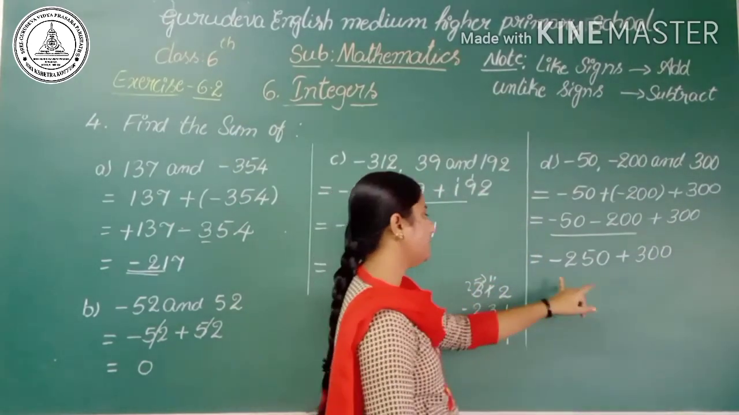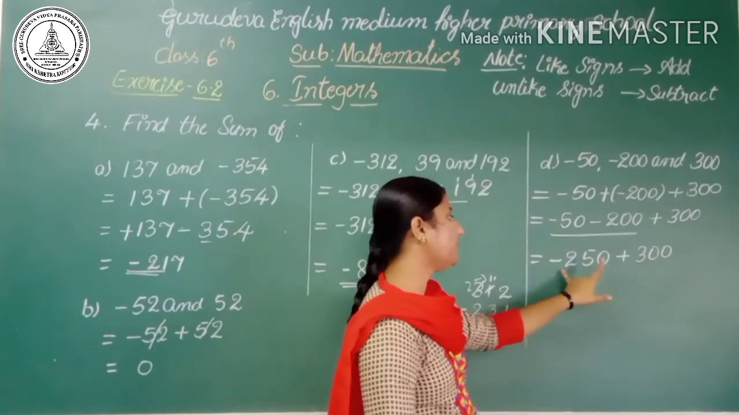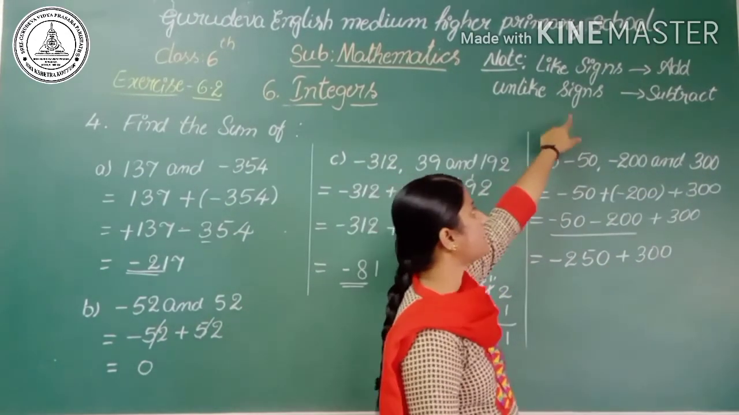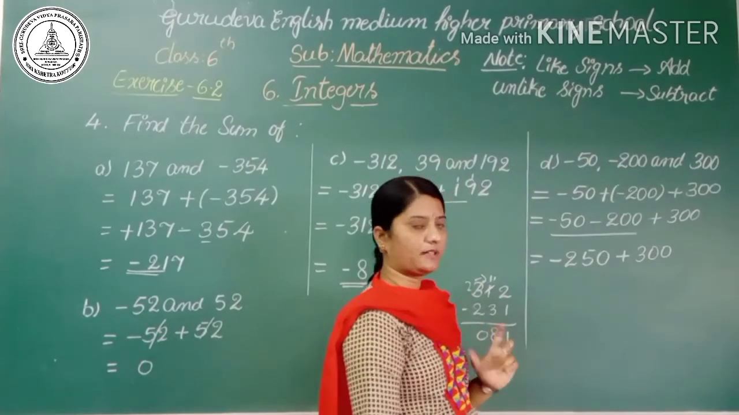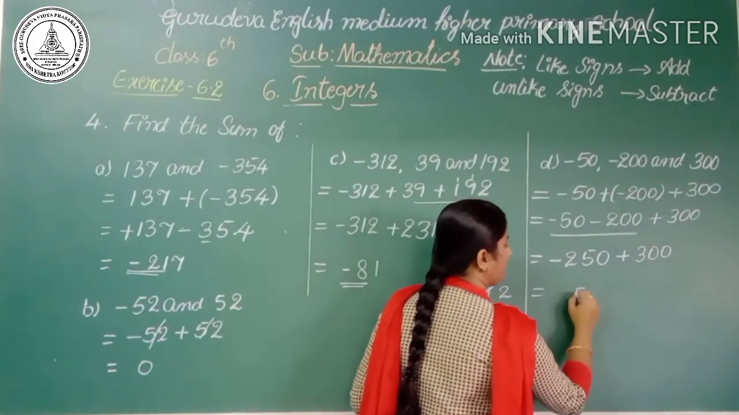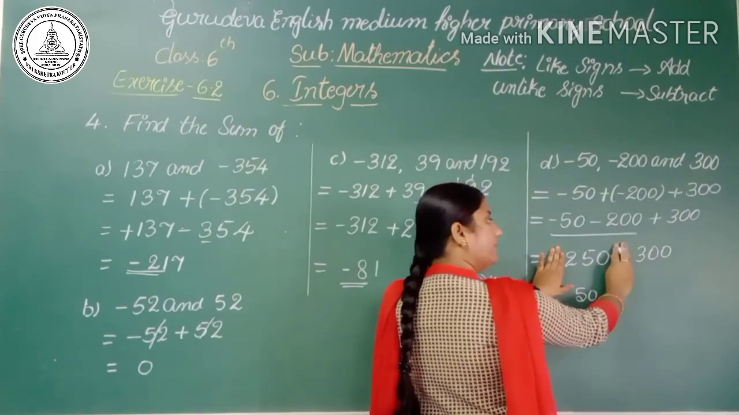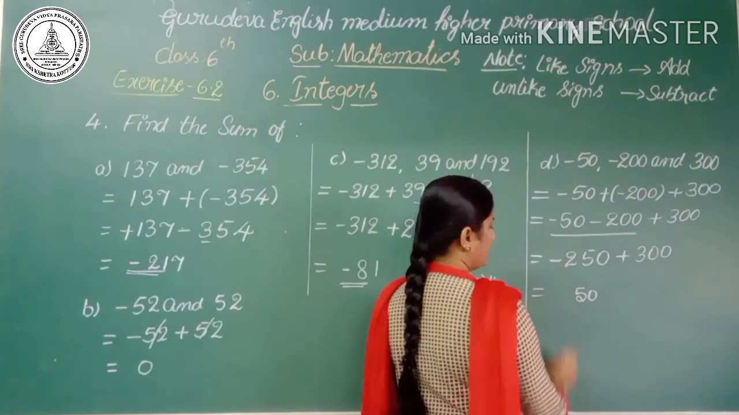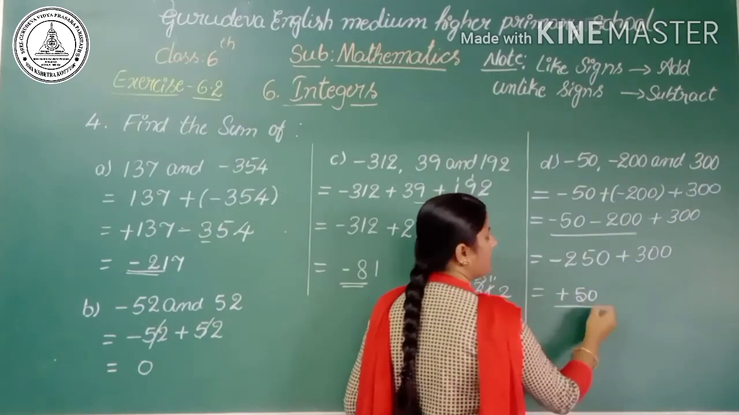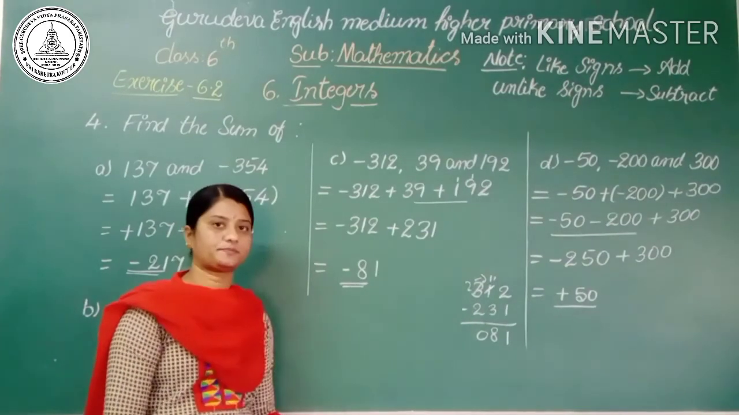Now see here, minus 250 plus 300. These two numbers have different signs, meaning unlike signs, so we have to subtract. Subtract here, 300 minus 250 is 50. In these two numbers 300 has the greater value, it has a positive sign, so we keep a plus in the prefix of 50. Is it clear?